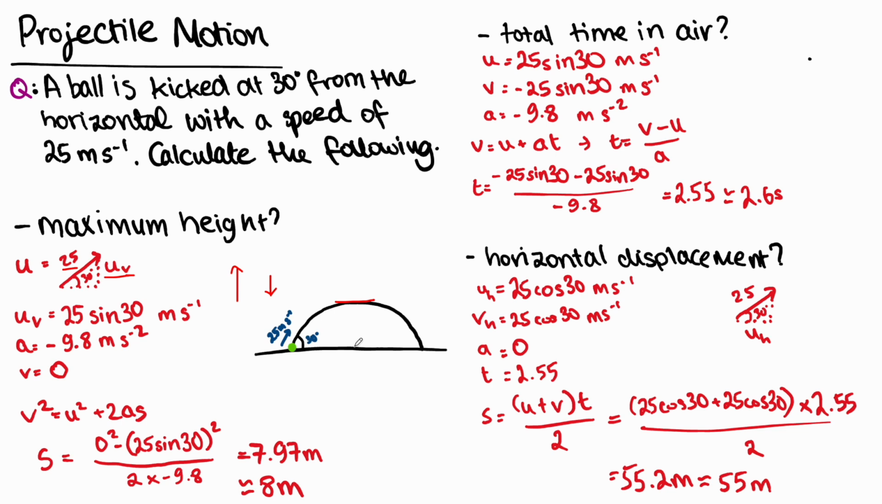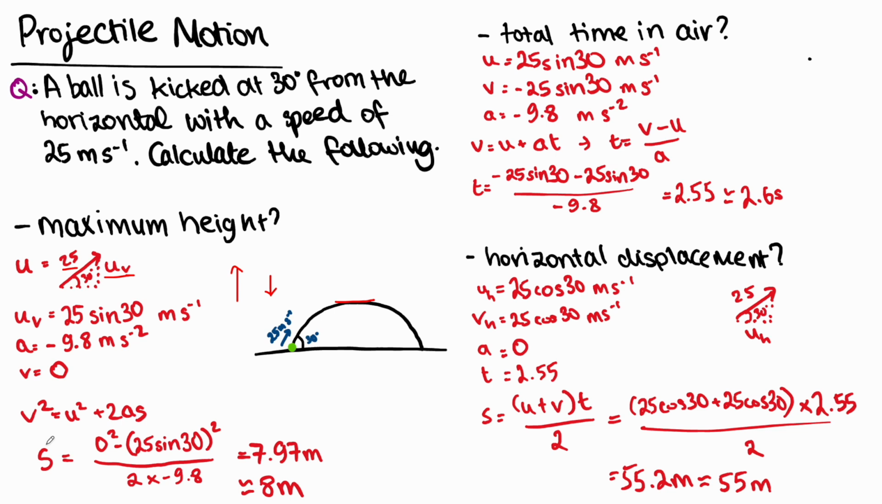Now, looking at the information here, we know that the equation we need is v squared is u squared plus 2as. Now, rearranging for s, which is what we're looking for, we substitute in everything and we get 7.97. And we round that to around 8 meters. Don't forget the units.